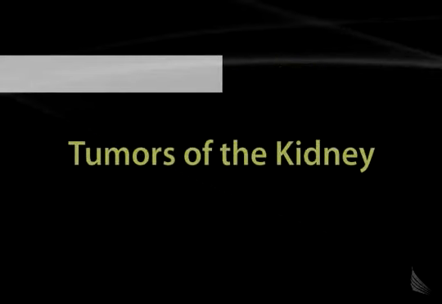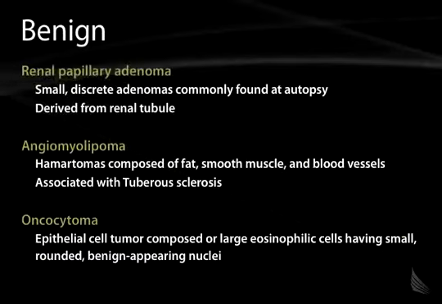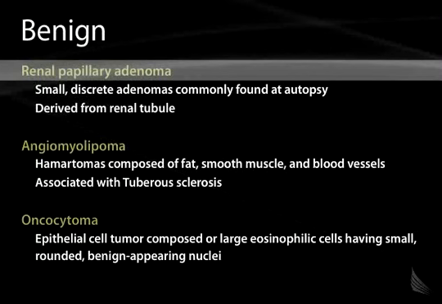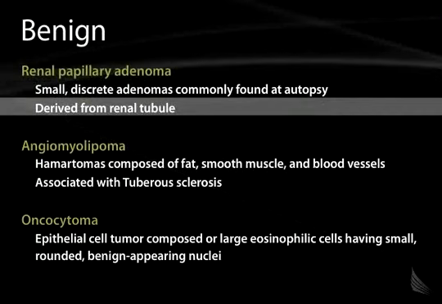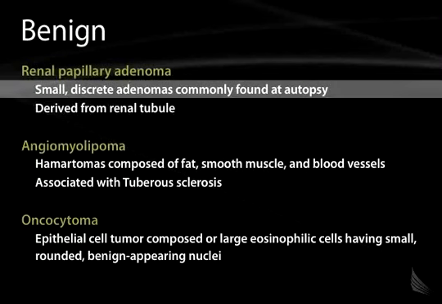Now let's talk at the end about some of the tumors that we see in the kidney. Now, there are some benign tumors that you may see in the kidney. There are things called renal papillary adenomas. These are benign overgrowths of renal tubular cells. They're small, they're discrete, they're clinically insignificant, and usually only found at autopsy.